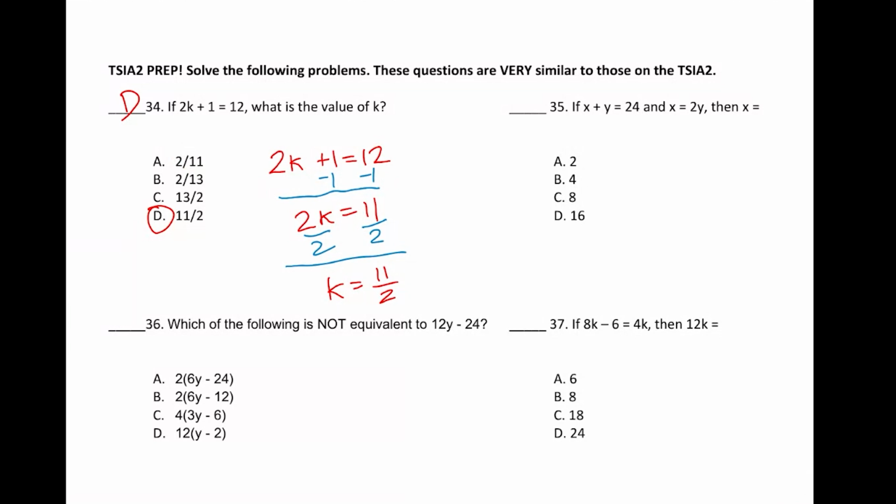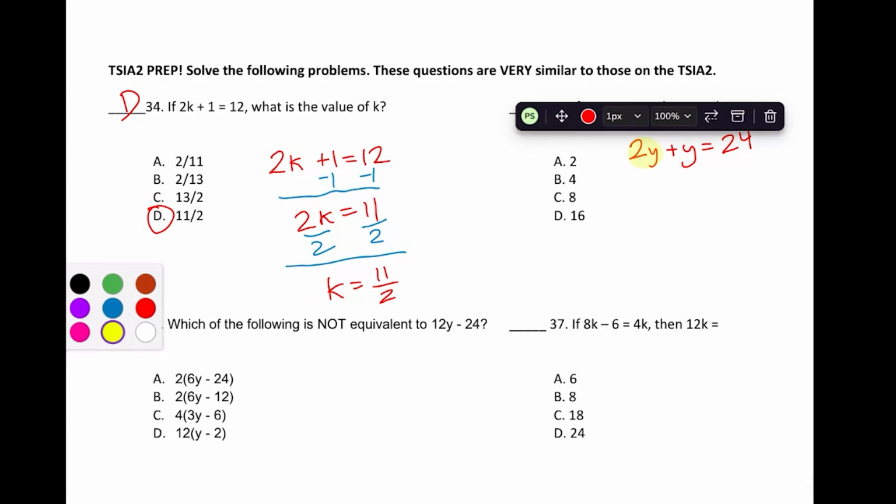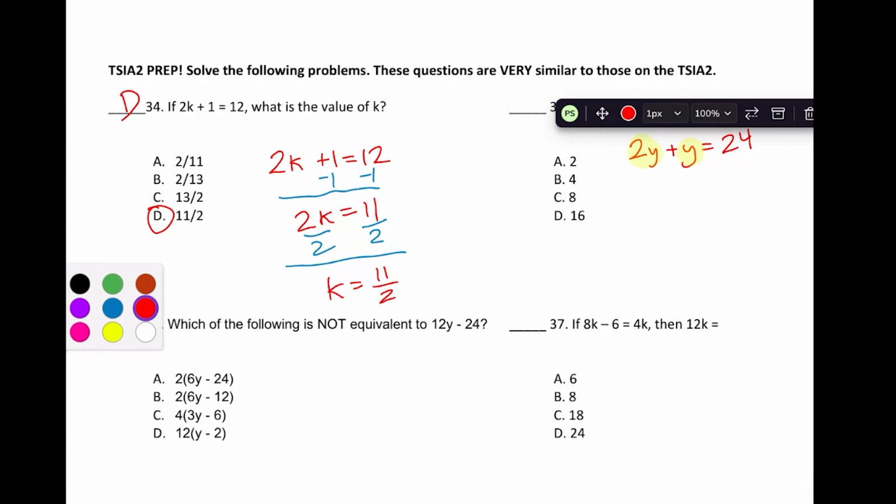Okay, number 35, it says if x plus y is 24 and x equals 2y, then what's x? Well, if x is 2y, then I'm going to rewrite this equation, x plus y equals 24, as 2y plus y equals 24. 2y plus y, those are like terms, so I can combine them. 2y plus y is 3y.